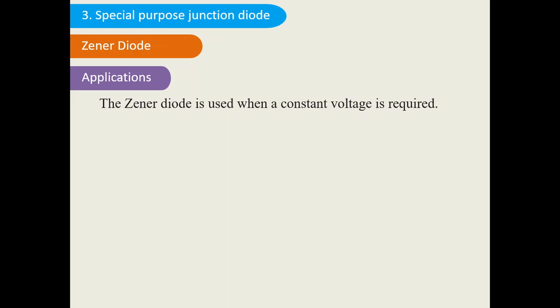There are 3 points to be remembered in the case of the Zener diode. First, it is used as a voltage regulator, which means it is used to get a constant voltage. The second point is that it should be applied in the reverse bias condition. The third point is that the Zener diode is always connected in parallel to the load resistance.